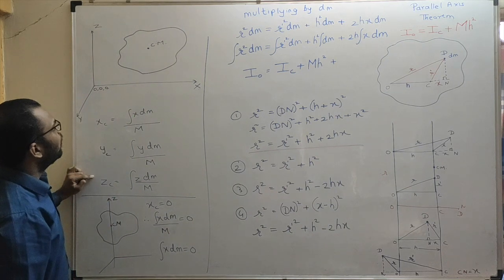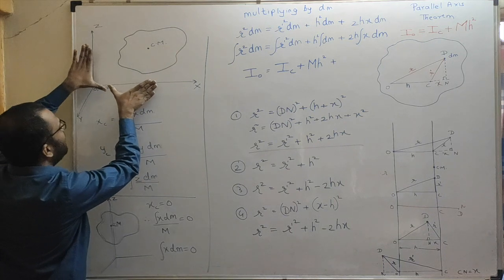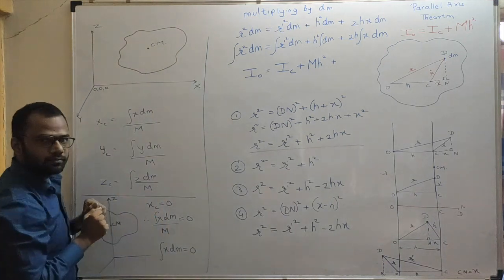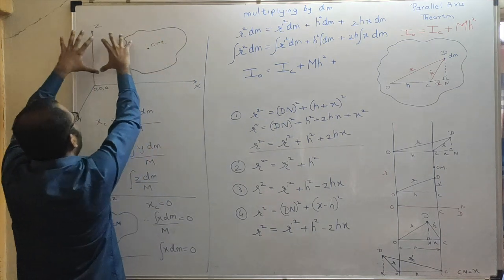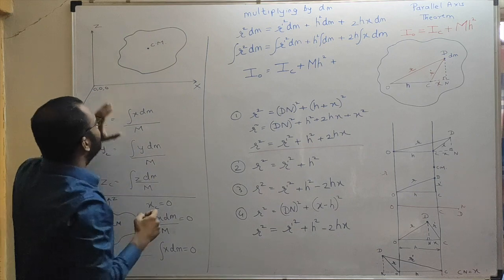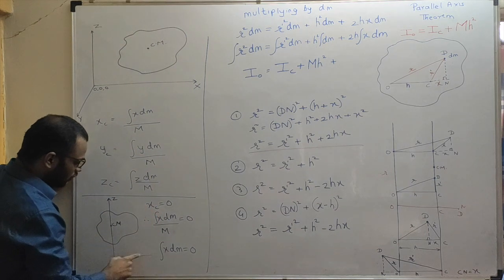Now what will happen if I shift my coordinate system such that the z-axis passes through the center of mass? Or you bring this body such that now the center of mass lies on the z-axis. So if the center of mass lies on the z-axis, its x coordinate will be 0.